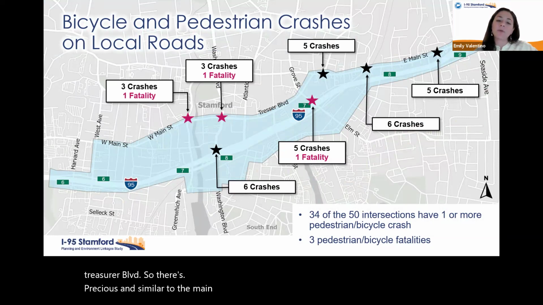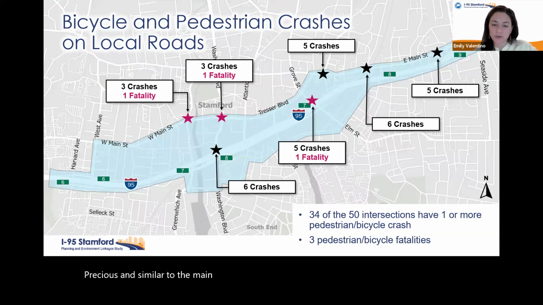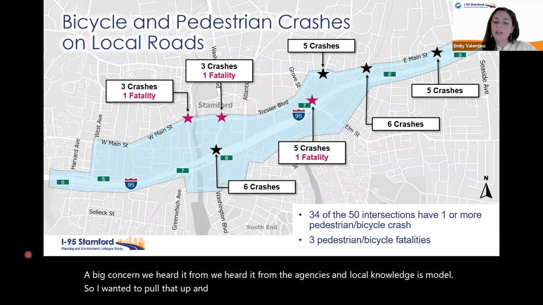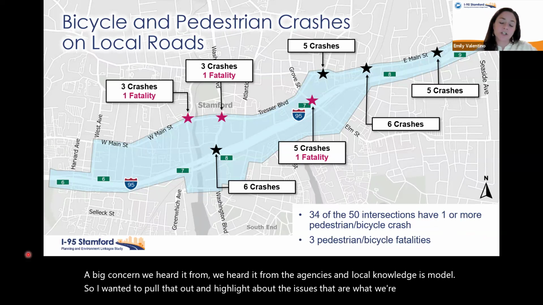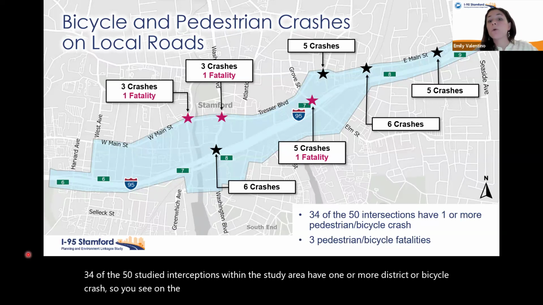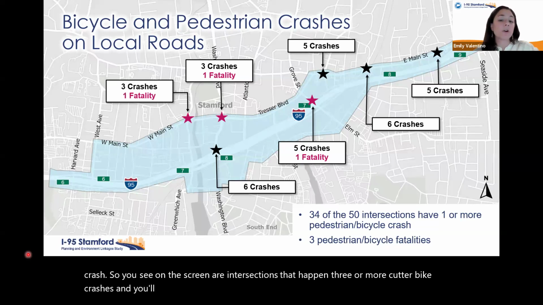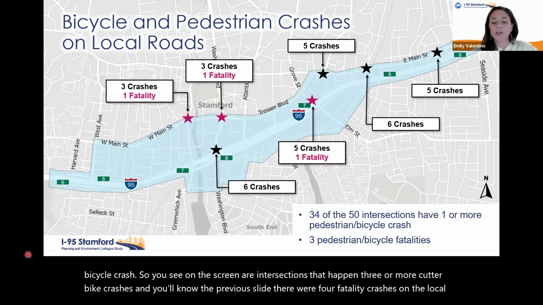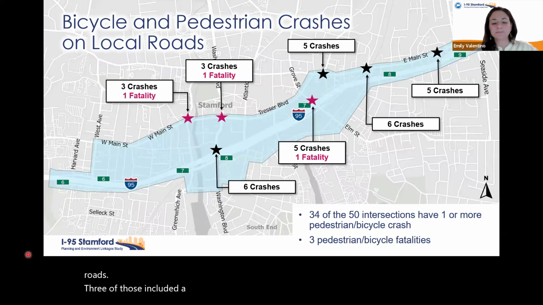And we understand that pedestrian and bicycle safety is a big issue and a big concern in Stamford. We heard it from folks on the call. We heard it from the agencies and local knowledge as well. So we wanted to pull that out and highlight where the issues are, what we're seeing. And 34 of the 50 studied intersections within the study area have 1 or more pedestrian or bicycle crash. So what you see on the screen are intersections that have 3 or more ped or bike crashes. And you'll note the previous slide, there were 4 fatality crashes on the local roads. 3 of those included a pedestrian or a bicyclist.